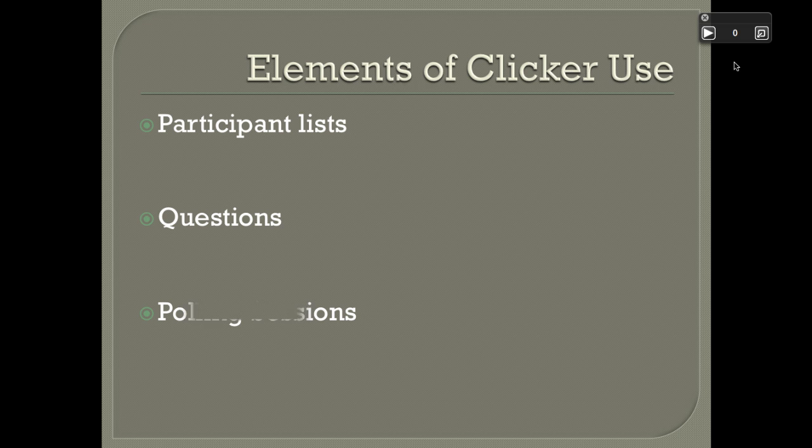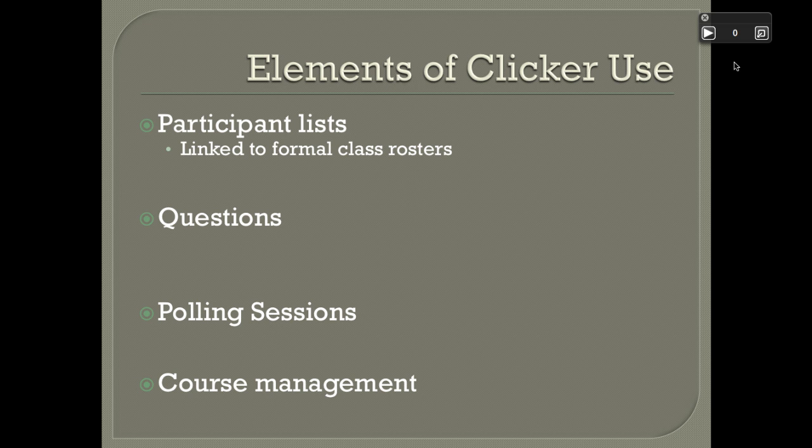There are four elements of clicker use: participant lists, questions, polling sessions, and course management. Typically, one keeps track of participant lists in order to link them to formal class rosters for use in grading clicker participation and performance. However, one can also run a class without a participant list if one is not assigning grades for clicker use. Moreover, one can pose questions anonymously that do not associate the answers with specific students, as when asking ethically challenging questions.